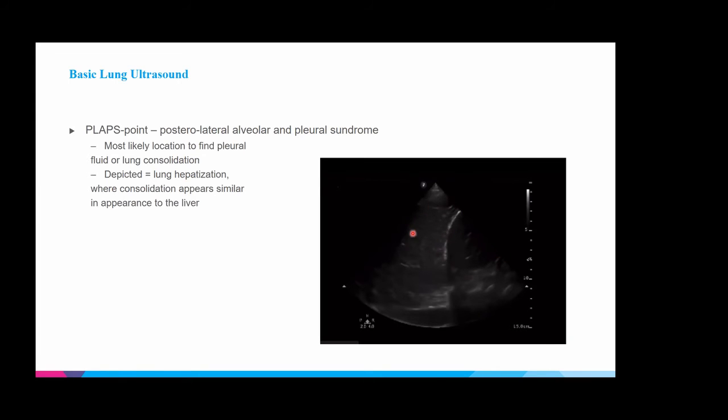And so instead of our typical A-line pattern or even B-line pattern that we're seeing in some of the other images, now this is a consolidated lung. And you can see it actually looks very similar to what a liver looks like. And so that's what we call a lung hepatization or lung consolidation. And there's actually probably a small pleural effusion above it too. You can see a simple anechoic fluid buildup here. And so this is an important area to look for in any of your patients, but especially in patients in the ICU.